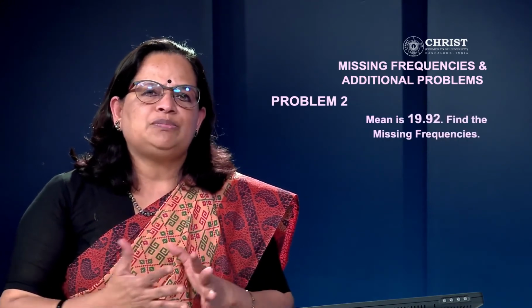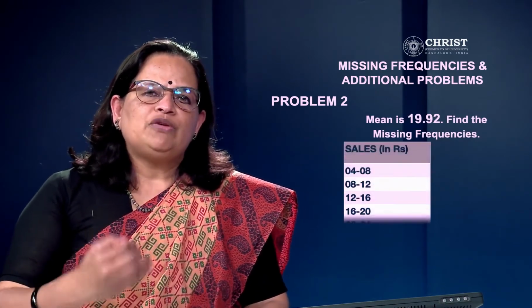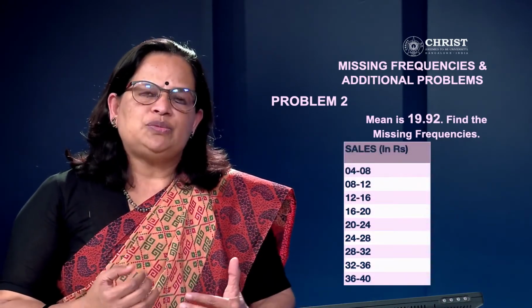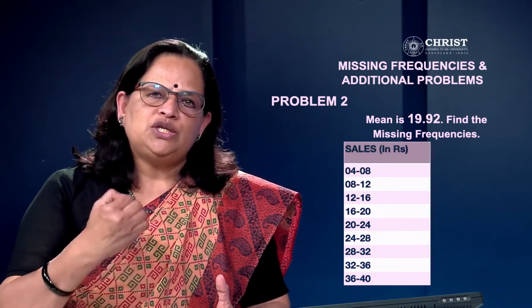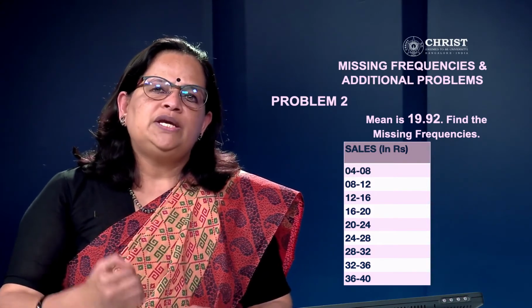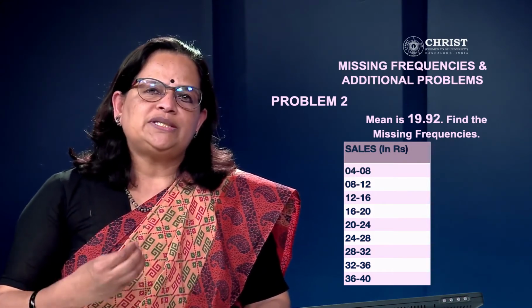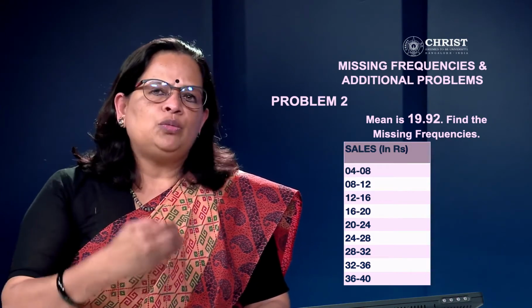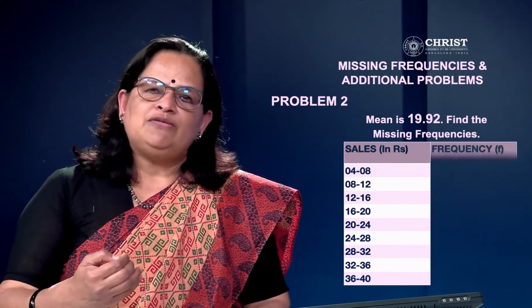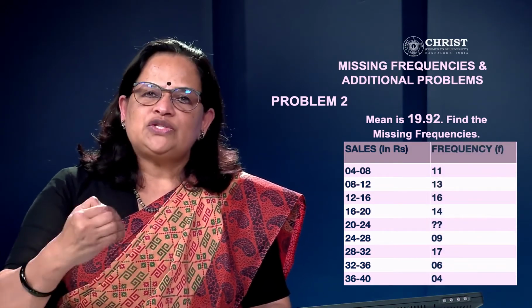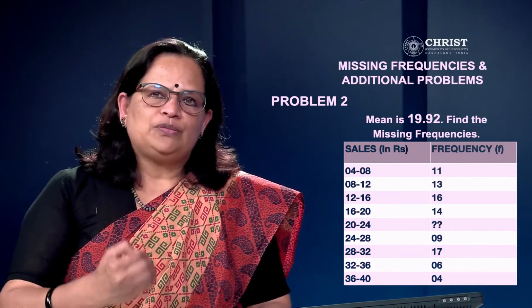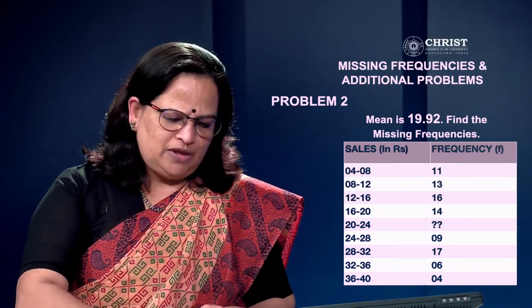Now, the second problem. A certain number of salesmen were appointed in different territories and the following data were compiled from their sales reports. Mean is 19.2. Find the missing frequency. If you see the distribution: 4 to 8, 8 to 12, 12 to 16, 16 to 20, 20 to 24, 24 to 28, 28 to 32, 32 to 36 and 36 to 40. This is the group frequency distribution. Now the frequency values are 11, 13, 16, 14. The next value is missing. The next values are 9, 17, 6 and 4. So the missing information we have to calculate.